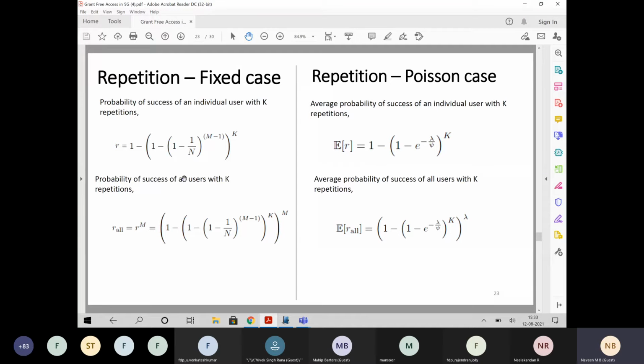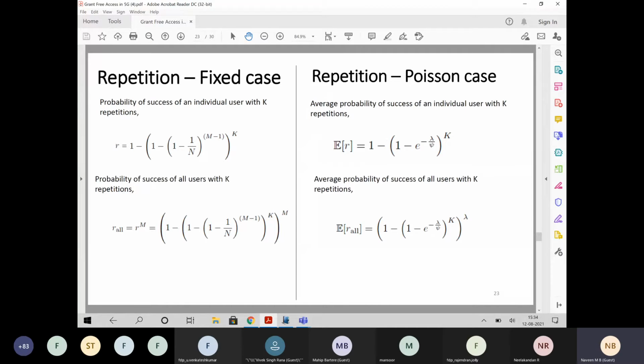Okay, same thing, probability of success of all users now. With repetition, I can't do that m by 2 pairing, because after 2 people repeat 2 times, one may become successful, another may still fail. So that m by 2 pairing I can't do, so I have to raise this thing to the power m. Same thing for Poisson. That's it.